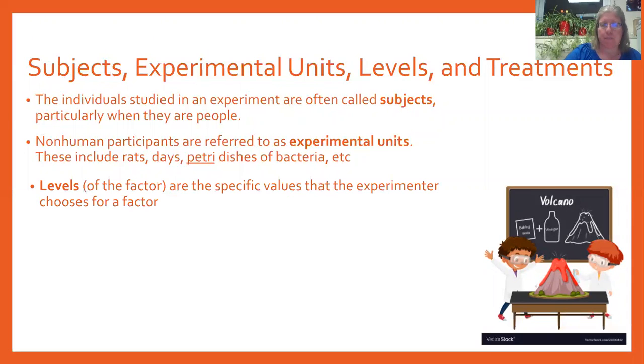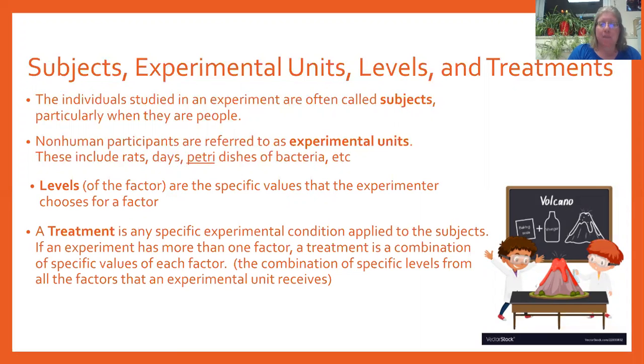experimental unit. The levels of the factor are the specific values that the experimenter chooses for a factor. So if we go back to the stretching one, our factor is the stretching, and the levels are going to be their 3 levels that I've been talking about. So either no stretching, 5 minutes of stretching per day, or 20 minutes of stretching per day. So those would be our 3 levels, and the factor is kind of the category name, which is stretching.